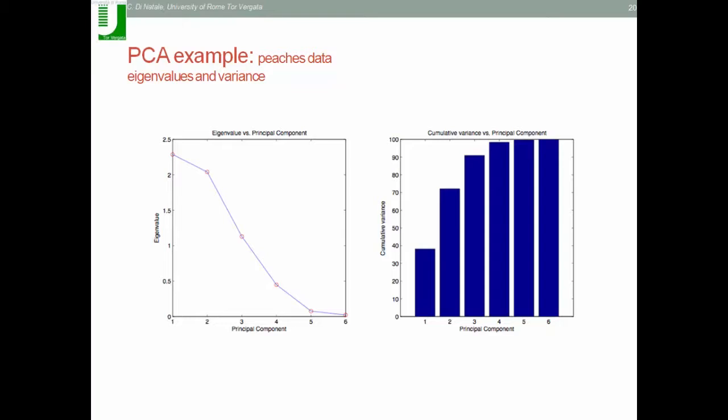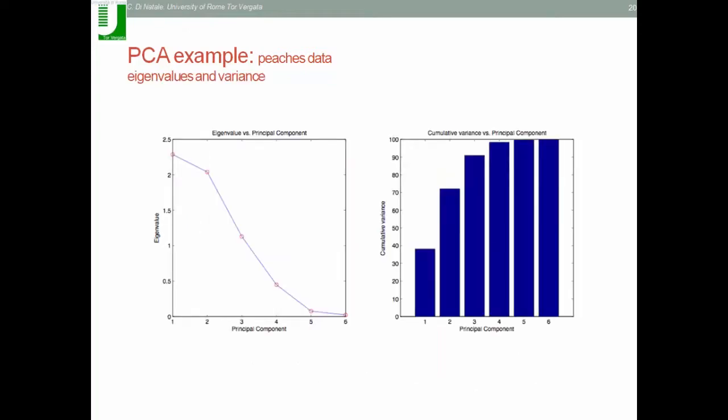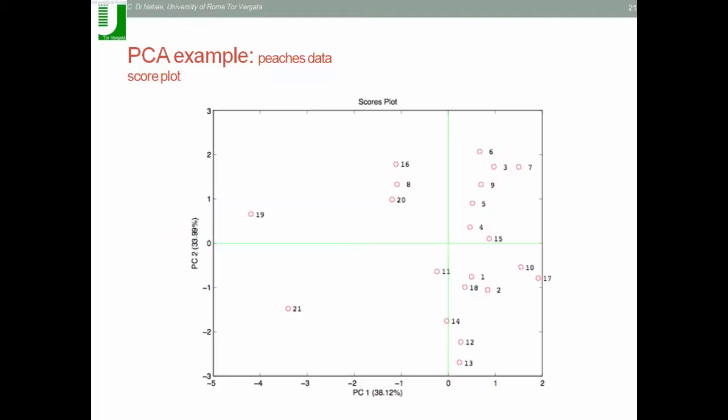This gives an idea of the correlation between the variables, and then the correlation with what the variables mean, namely the sugars, the acids, and so on. Let's suppose that we limit our representation to the first two principal components. So we select PC1 and PC2, and we project from the 6-dimensional space onto the bidimensional space. And this is the arrangement of our data.